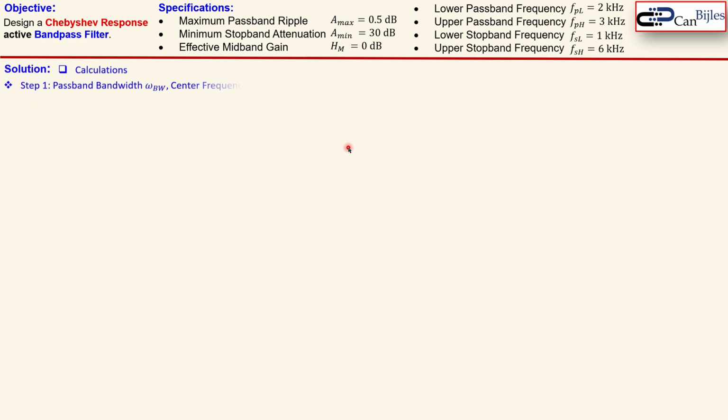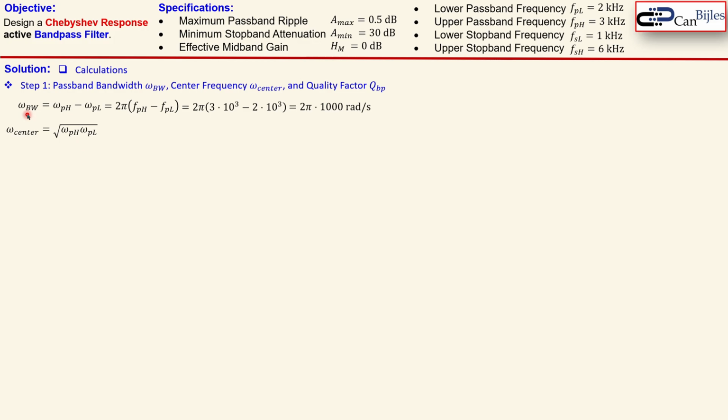The first calculation is we start with the passband bandwidth, center frequency, and also the quality factor for our final bandpass filter design. The passband bandwidth is the upper minus the lower passband frequency in radians, and that's given by this expression. We do then 3 minus 2 kHz, and it will give us 1 kHz or 2 pi times 1 kHz here. Okay, that's for the passband bandwidth.